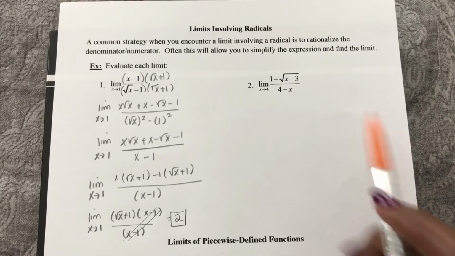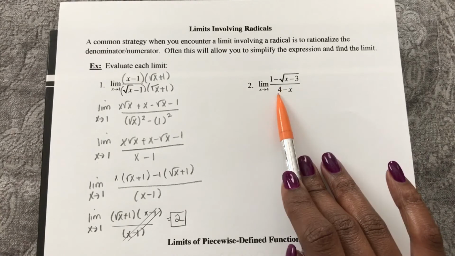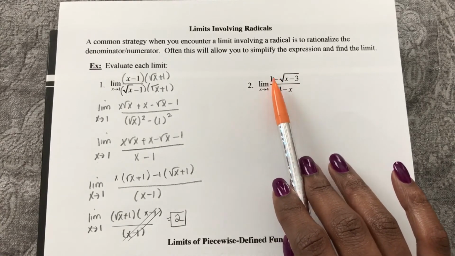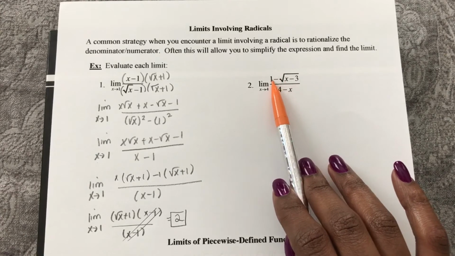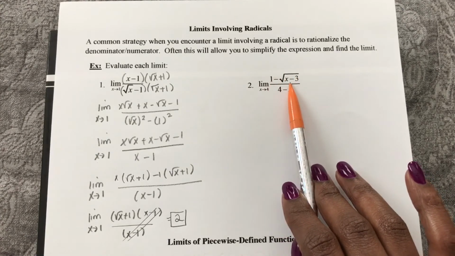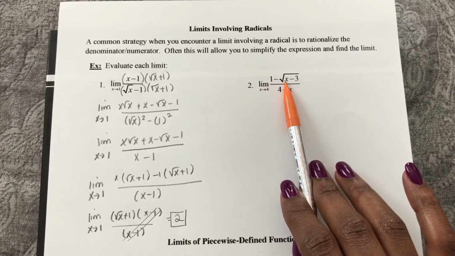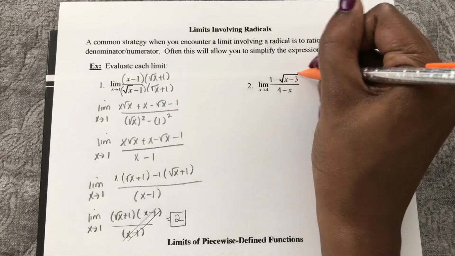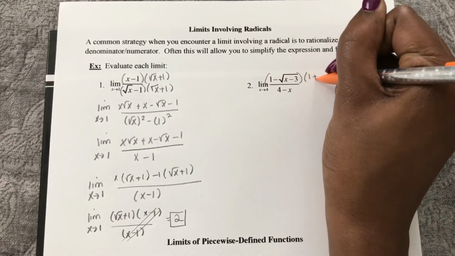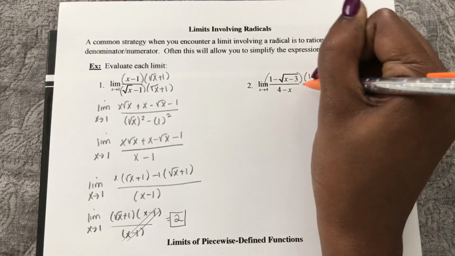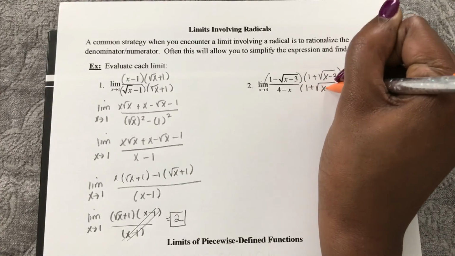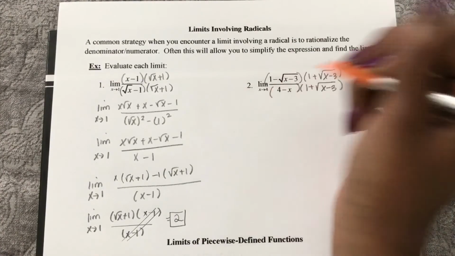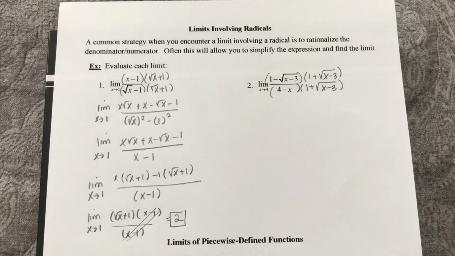So I'm going to leave number 2 for you to try. Remember, even though we have the radical in our numerator, it's still helpful to rationalize this. I'm going to start this off for you. The conjugate is 1 plus square root x minus 3, and we are going to FOIL that out and see what happens in our limit. So have fun with that, and we'll discuss it together.